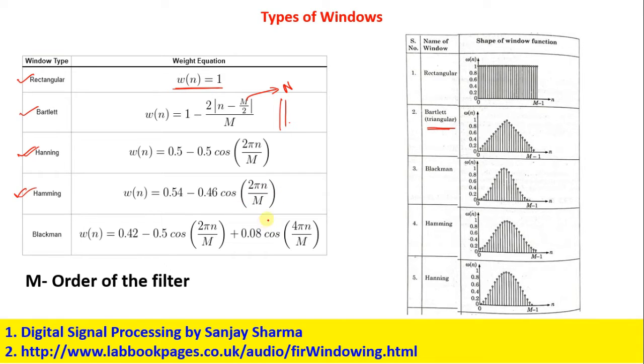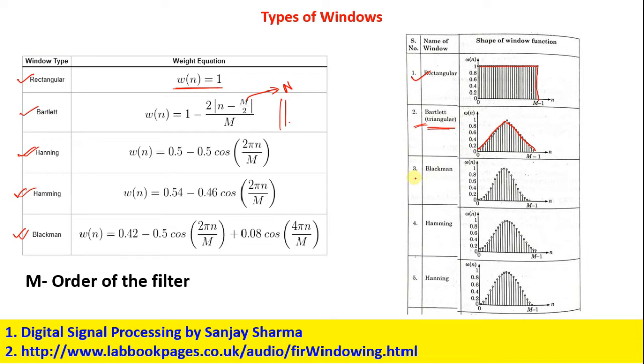And lastly we have the Blackman window, where w(n) equals 0.42 minus 0.5 cos of 2 pi n divided by capital M plus 0.08 cos of 4 pi n by capital M. Now if you look at the shape of these windows, the rectangular window looks just like a rectangle. The Bartlett or triangular window looks like a triangle: it goes up and then comes down.